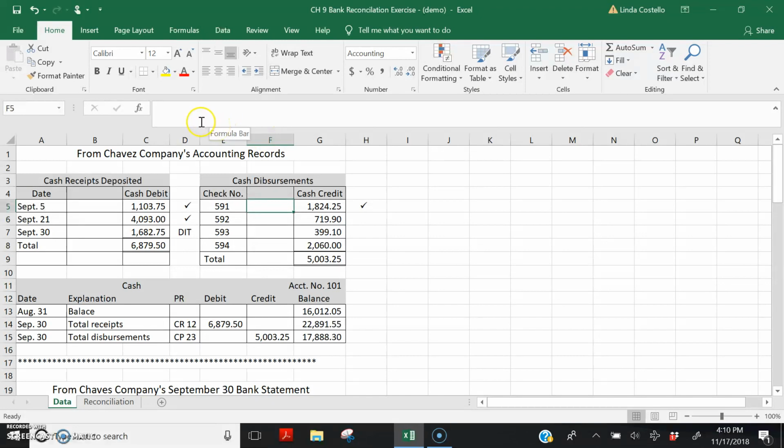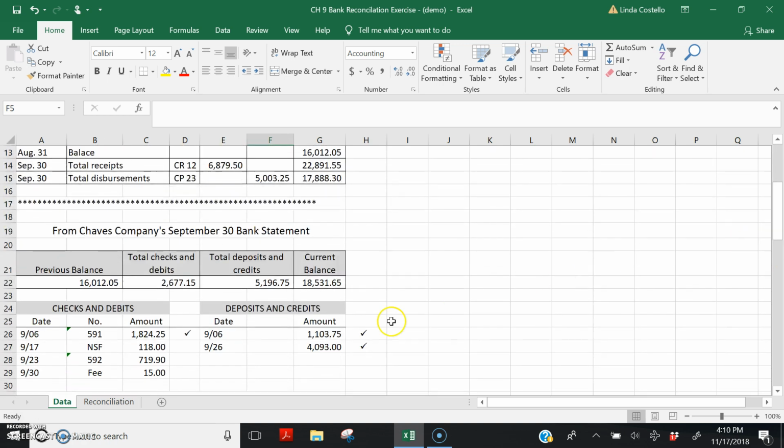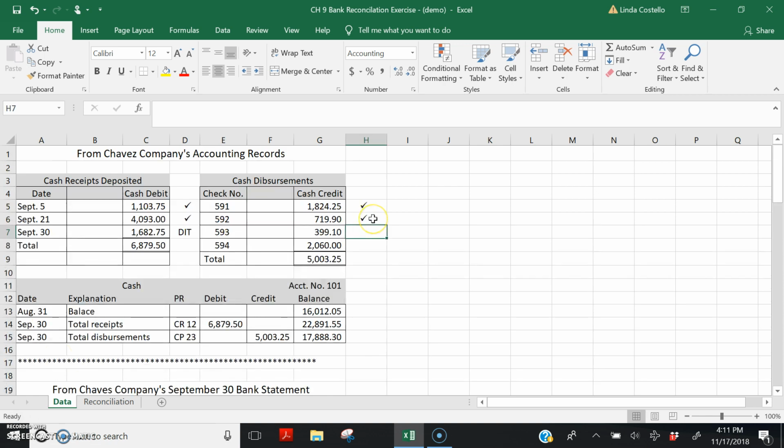The second check we wrote in September was check number 592 in the amount of $719.90. Has this check cleared the bank? Yes. You can see the same check number and amount on the bank statement details posted on September 23rd. So let's put a check mark next to the amount in both the book details and on the bank statement. This amount was paid by the company and cleared the bank, so the books and the bank statement are in agreement, and this check is not a reconciling item.